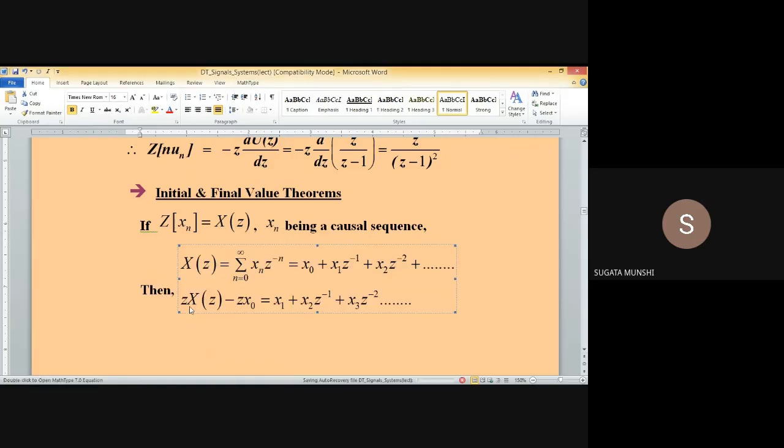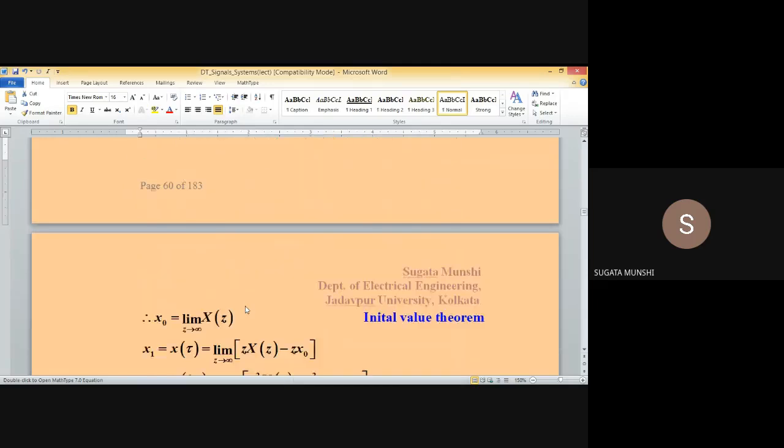Just see here, zx(z) minus zx(0) is x1 plus x2 z to the power minus 1, x3 z to the power minus 2, etc. Now here if you introduce that limit, z tending to infinity, what will happen? Limit z tending to infinity, zx(z) minus zx(0). All these terms will become 0. Only x1 will be there. So x1 is limit z tending to infinity, zx(z) minus zx(0), as I have written here.